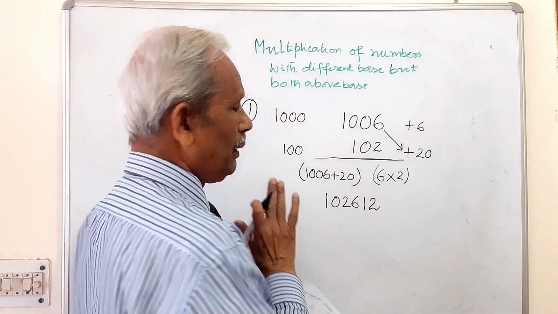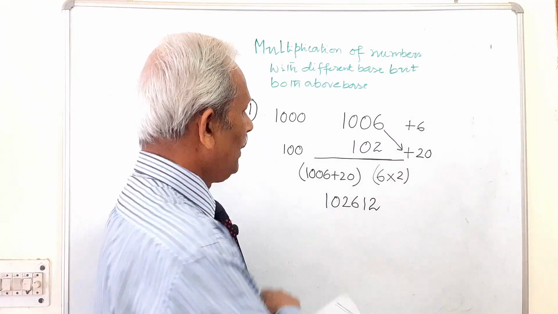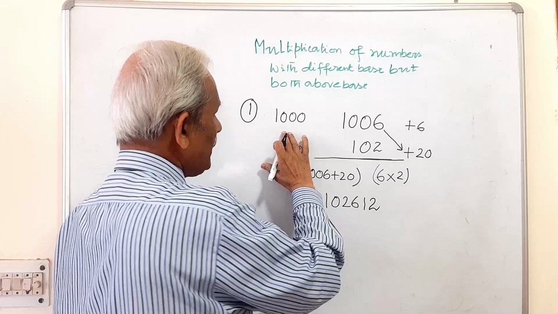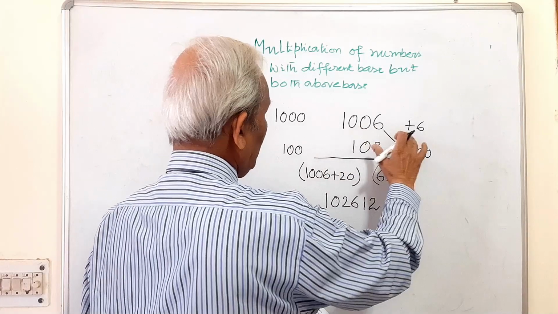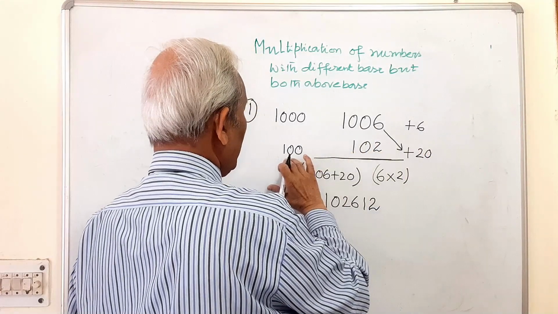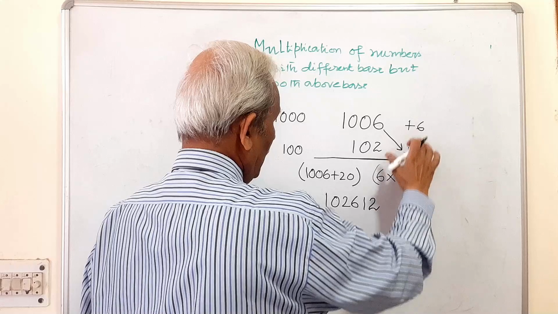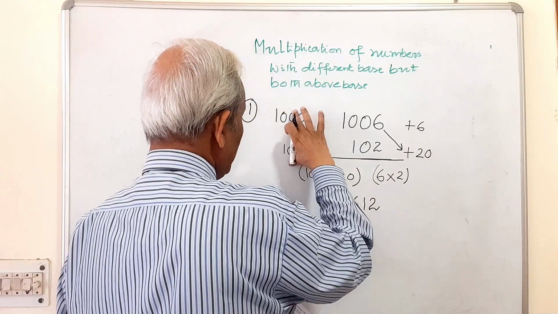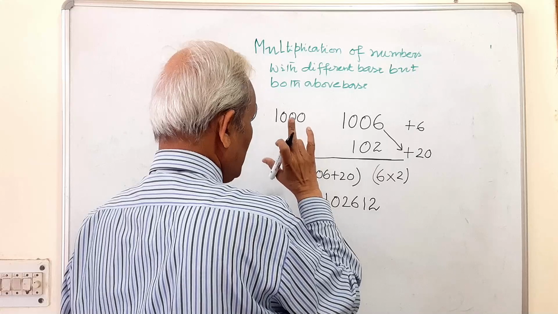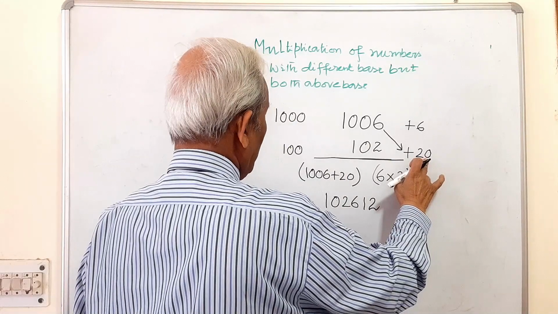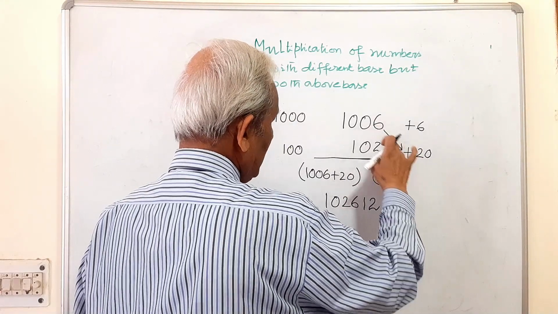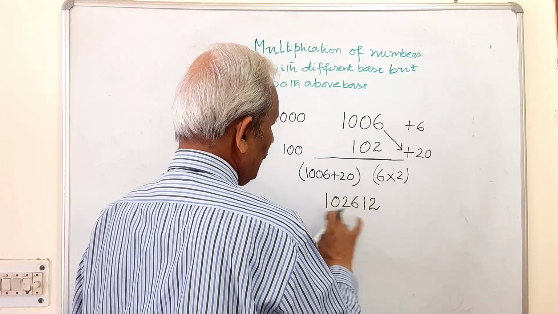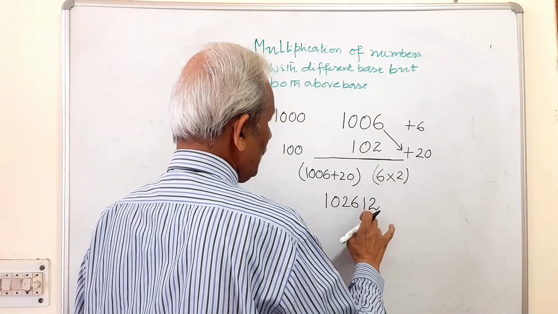I think it's simple. You can understand it. You have understood it. 1006, 102. The difference is 1006 minus 1000, plus 6, and 102 minus 100, plus 2. So 6 into 2, this is the second part of the answer. And then the difference of zeros between these two bases is 1 0. We'll write 1 0 here. So now add this 1006 with this 20. Add it, it becomes 1026 and 6 into 2 is 12.